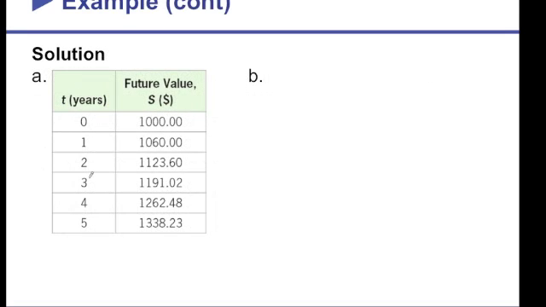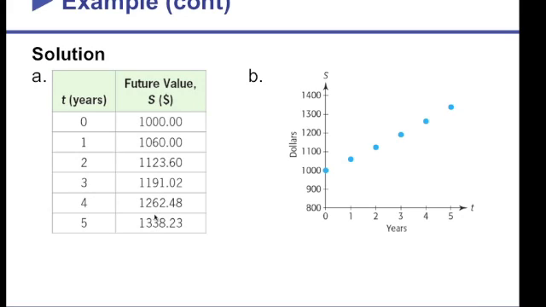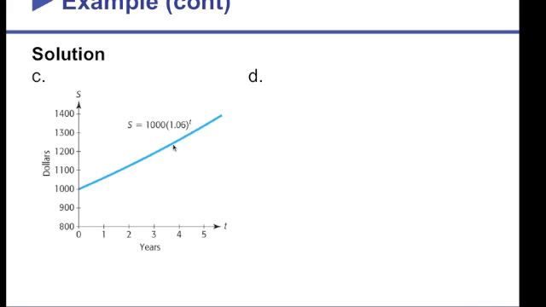So here's the table. We've done S equals 1.06 to the t, with t being 0, 1, 2, 3, 4, 5. There's the table, and here's the graph. Now notice the graph is only those points because we're really only graphing these ordered pairs. If we graph the continuous function, we get this.